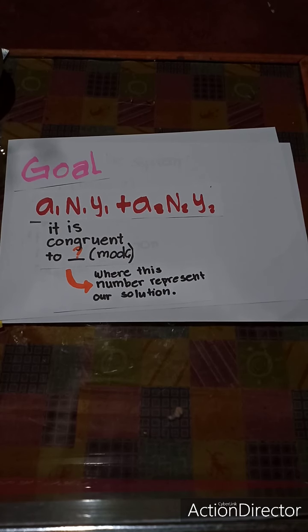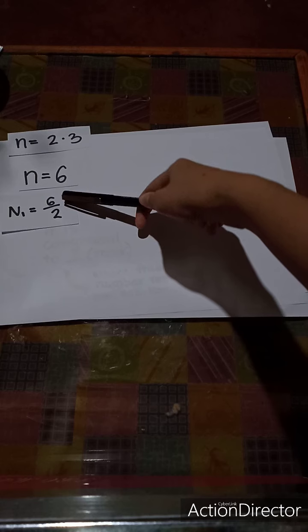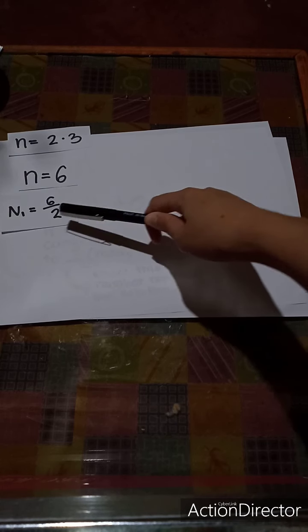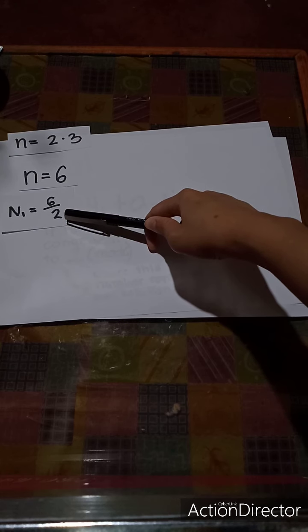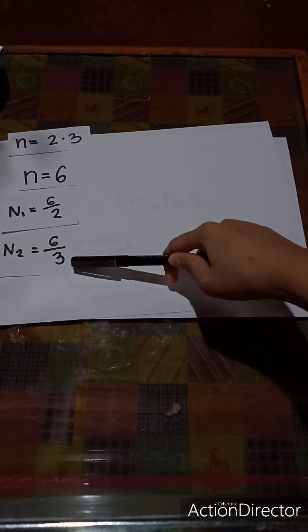Now, let us identify our values. We denote n as 6, where 6 is the product of all of our mods. Next, we will determine our n1 and n2. Our n1 is equal to 6, the product of all of our mods, divided by 2, which is our mod 2. Our n2 is equal to 6 divided by 3. So our n1 is equal to 3 and our n2 is equal to 2.